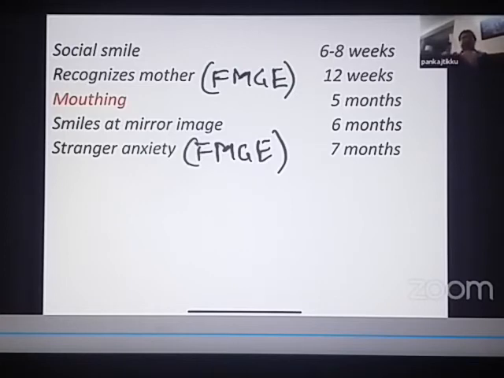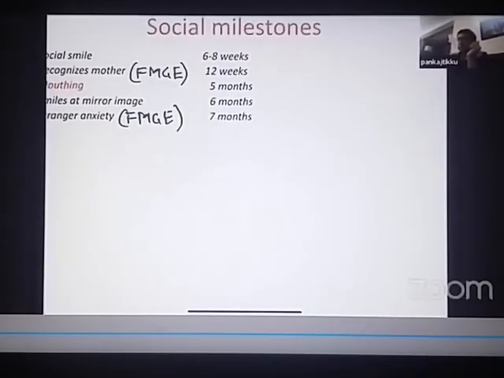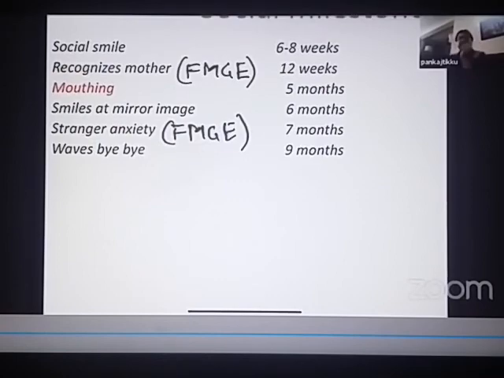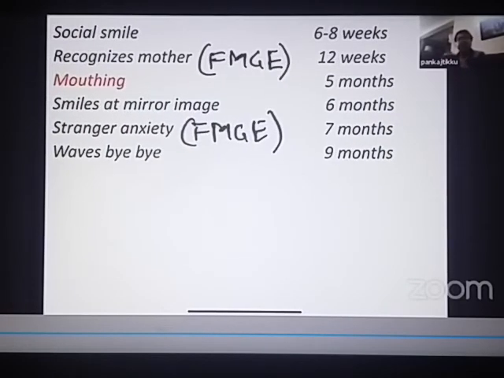So social smile, 6 to 8 weeks. Recognizes the mother, 12 weeks or 3 months. Mouthing, anything that comes in the hand, the child tends to take it to his mouth, 5 months. Smiles at his mirror image, 6 months. Stranger anxiety, 7 months. Then when does the child wave bye-bye? The child waves bye-bye at the age of 9 months. So when does the child wave bye-bye? The child waves bye-bye at the age of 9 months.